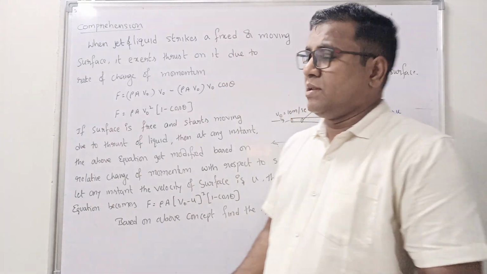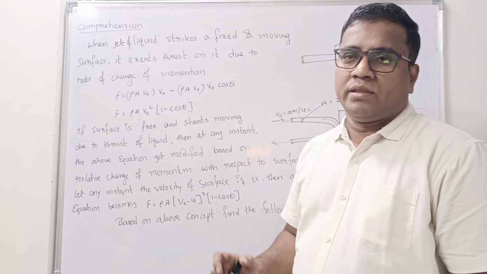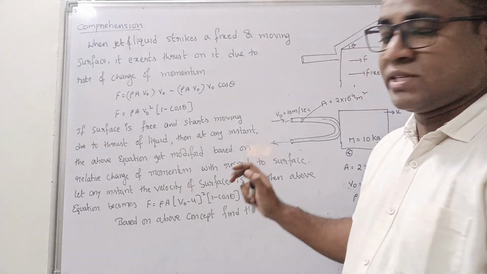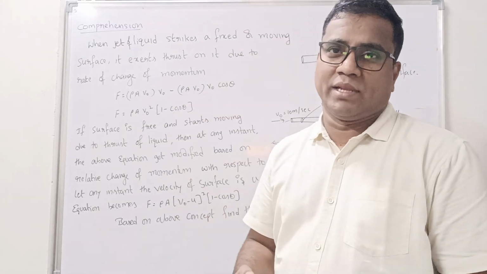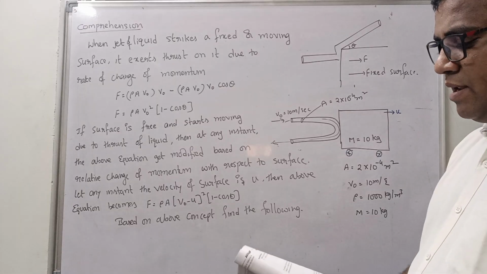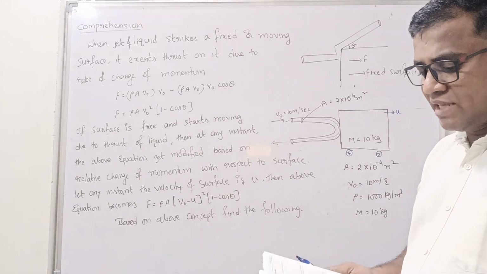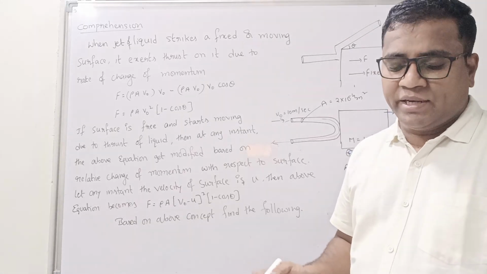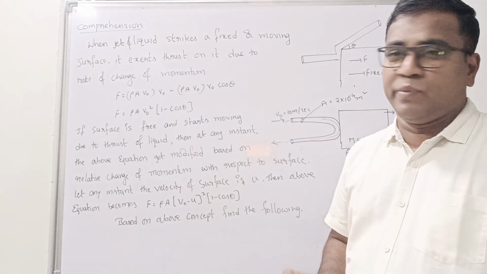Dear students, let's see this question. These questions are comprehension based questions. So we will try to understand, then after we will try to solve the numericals. Clear? See here, he is saying that when a jet of liquid strikes a fixed or moving surface, it exerts a thrust on it due to the rate of change of momentum.